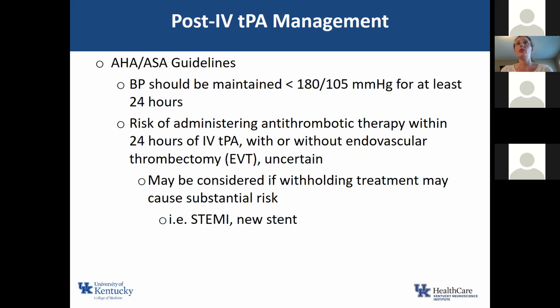Now the risk of administering any antithrombotic therapy within the first 24 hours, either with or without any type of thrombectomy, is uncertain. So if the patient happens to have a brand new stent and they have to continue that antiplatelet therapy, or maybe they're having a STEMI and cardiology wants to give an anticoagulant, we really don't know what the risk of giving that within that first 24 hours after they've received TPA is. We know there's probably going to be increased risk of hemorrhage, but we have to do what's necessary for these other diagnoses as well if there's a substantial risk in withholding that treatment.